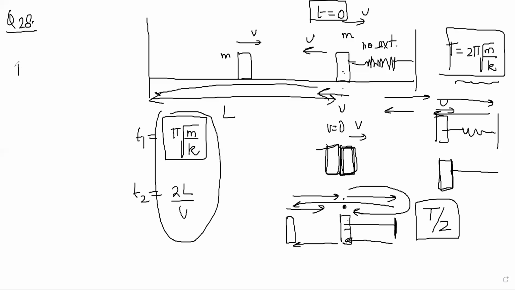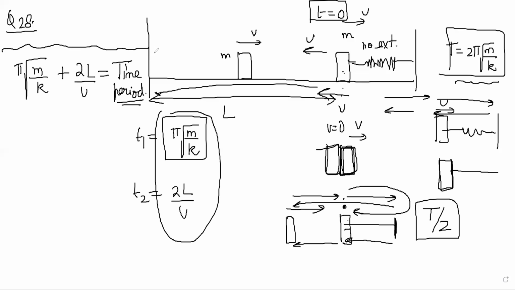So pi root m by k plus 2L by V is the time period of this periodic motion. Obviously it is not SHM. It is a periodic motion. Part of it is an SHM, a little part of it here. After that, it is periodic. So let's just check that. Makes sense. This is correct.